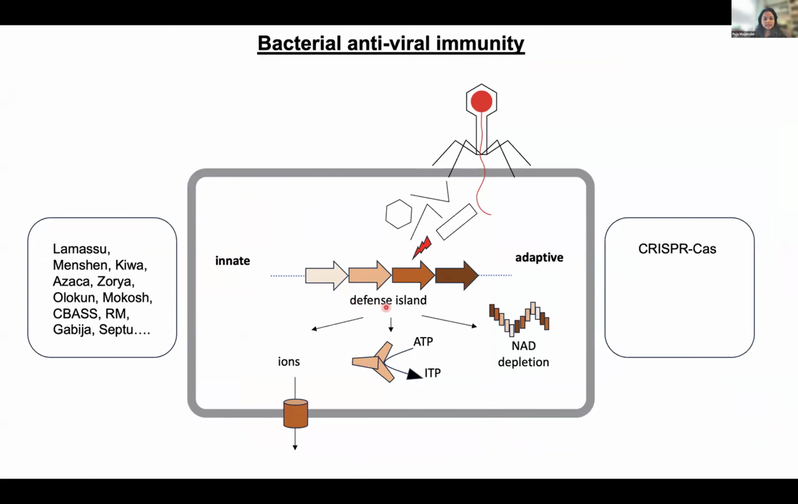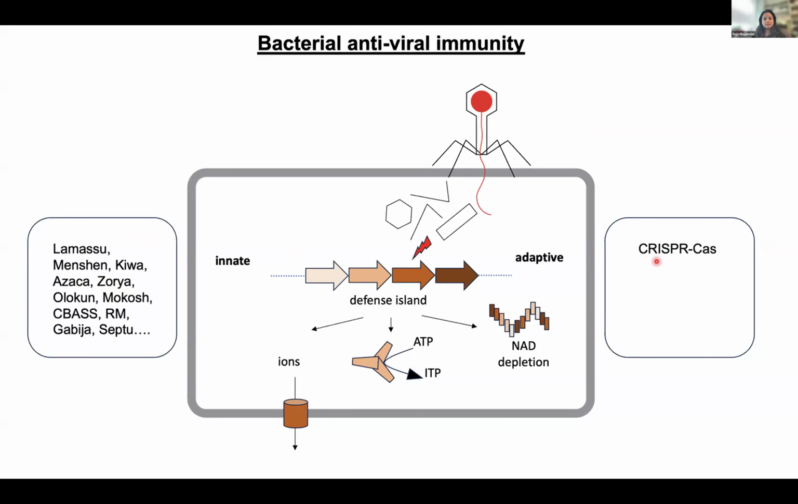Now, in these defense islands, people have found that there are innate immune systems and also adaptive immune systems in bacteria. More than 150 new innate immune systems have been discovered very recently. Interestingly, they are named after gods and goddesses from different mythologies, like Lamassu, Azaka, Zoria, and so on. But the only adaptive defense system that we know so far is the CRISPR system.